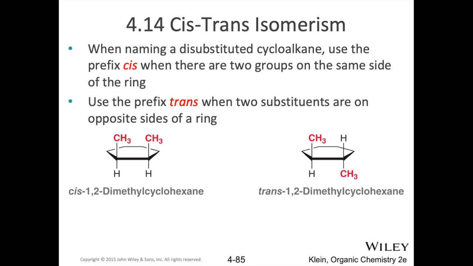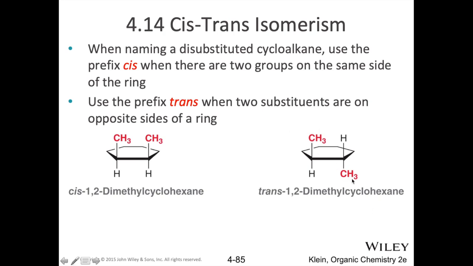Okay, when you have two substituents on your ring and you want to describe their location relative to each other, their positioning relative to each other, we can use the prefix cis or trans to describe that positioning. All right. The word cis means same, like the same side. Trans means opposites. Okay, so the cis isomer has both of these methyl groups on the same side of the ring. The trans isomer has them on opposite sides of the ring.